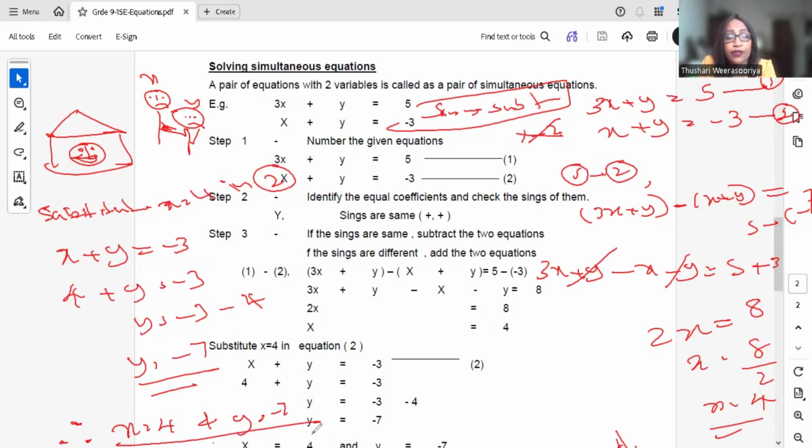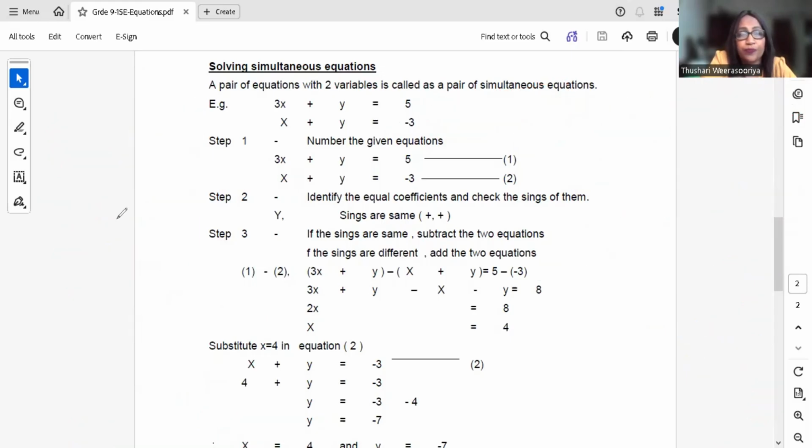In the O-level paper, you will get 1 mark when you write them all together. Right? Okay. I assume you can understand these simultaneous equations very well. Right? You better do the textbook exercise. If you have any problem, you can give a call, or my numbers are in the description box. You can give a call to get any clarifications.